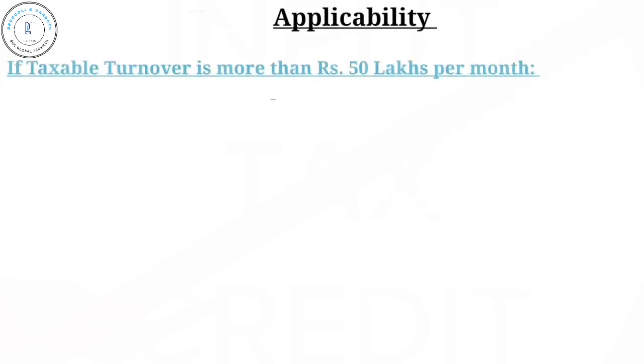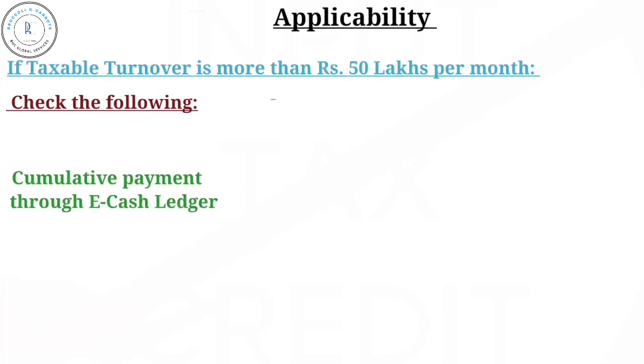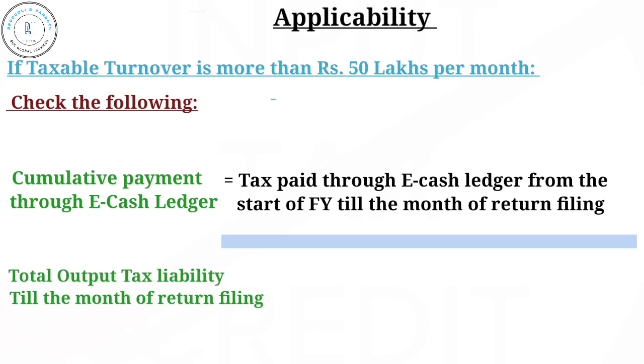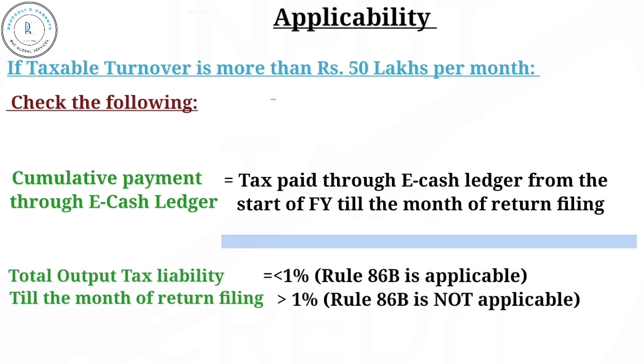Applicability. If taxable turnover is more than 50 lakh rupees per month, check the following. Cumulative payment through e-cash ledger equals tax paid through e-cash ledger from the start of financial year till the month of return filing, divided by total output tax liability till the month of return filing. If less than 1%, Rule 86B is applicable. If greater than 1%, Rule 86B is not applicable. The limit has to be checked every month before filing each return.